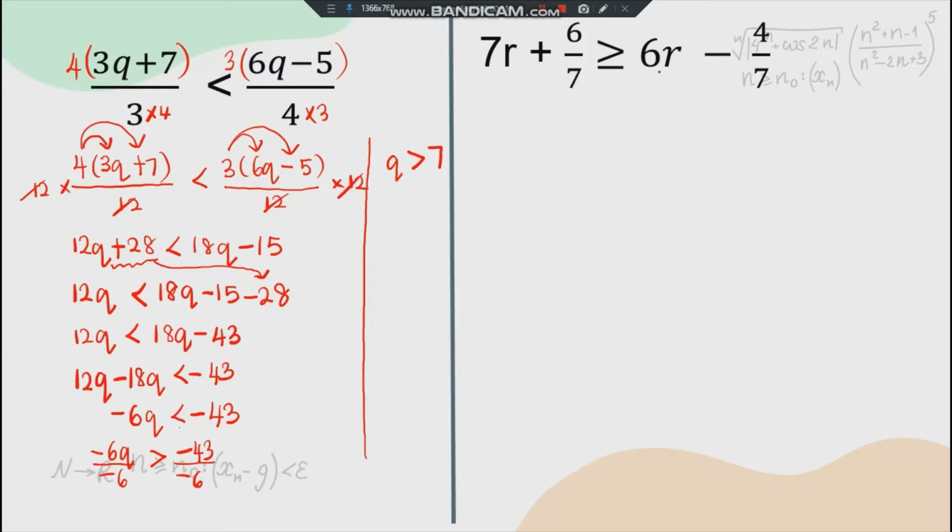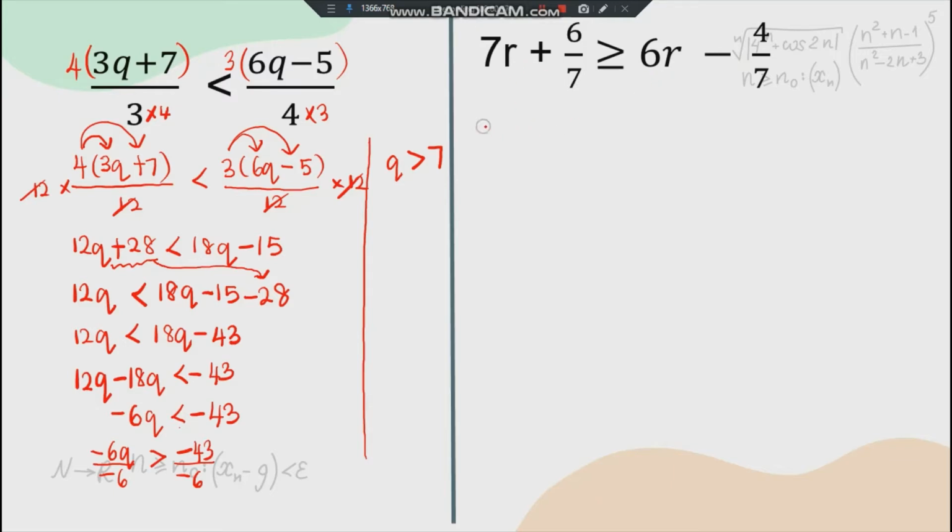than or equal to 6r minus 4 over 7 on your right hand side. So in this question, we have our variable both on left hand side and right hand side, and our fractions on left hand side and right hand side. So how can we solve this kind of question? We can group the like terms together. So we have 7r and 6r.